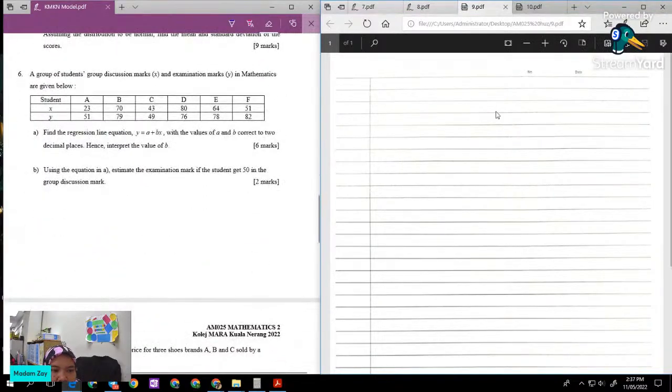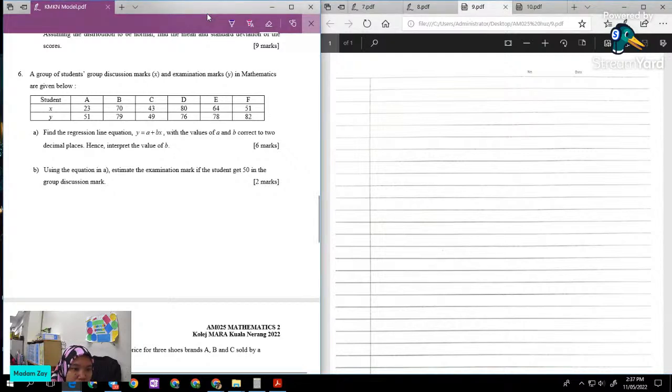Okay, so untuk soalan nombor 6. Soalan nombor 6 ni masuk topik senang dah lah. Topik 10 dan 11. Okay, soalan nombor 6. A group of students group discussion marks X and examination marks Y in mathematics are given below. Maka matematik, tengok the score dekat X tu ada kaitan tak dengan the score dekat dalam exam tu. Group discussion mark tu. Okay, first of all, kita ada berapa banyak data?